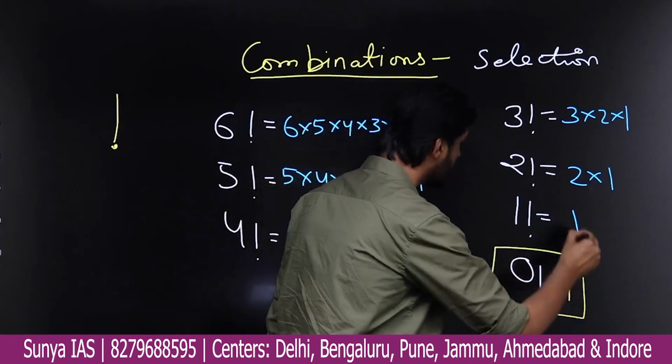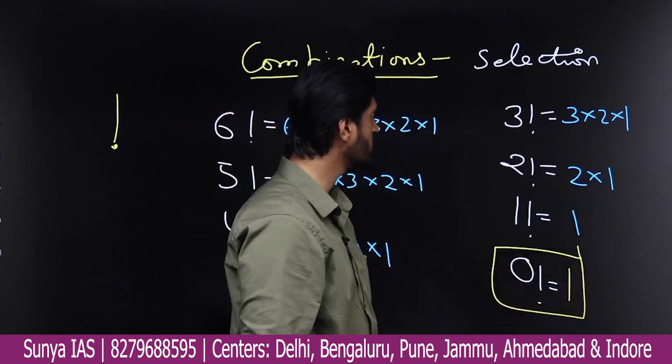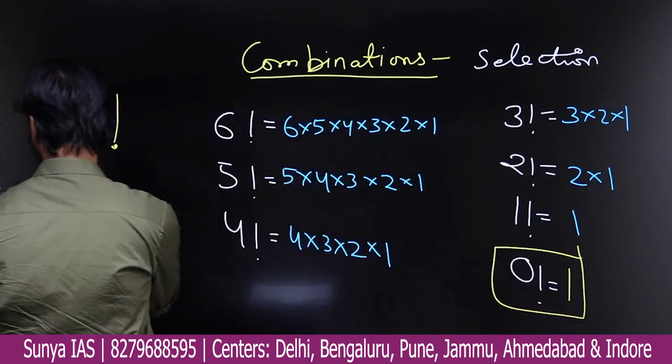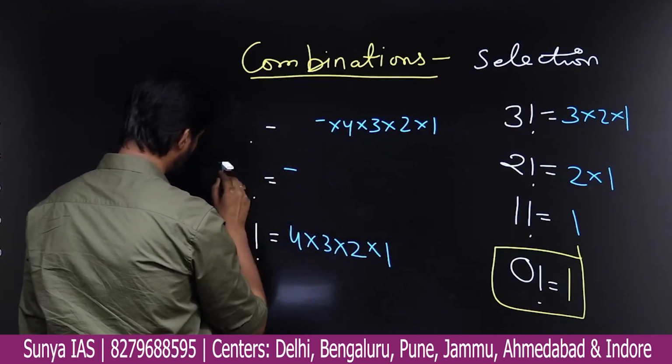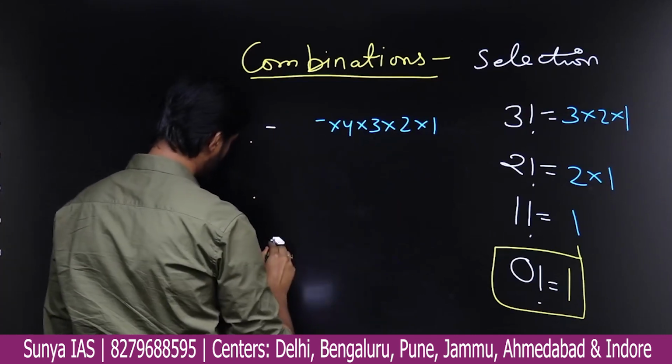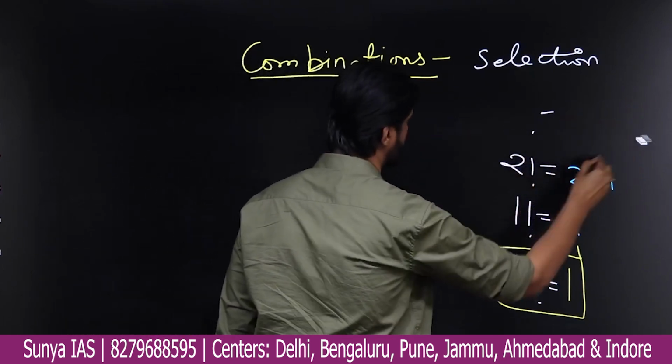Okay, this is something you must remember. 0 factorial is nothing but equal to 1. Okay, so this was all about factorial. Now let us come back to combinations once again. And in combinations, let us talk about the idea of selection.